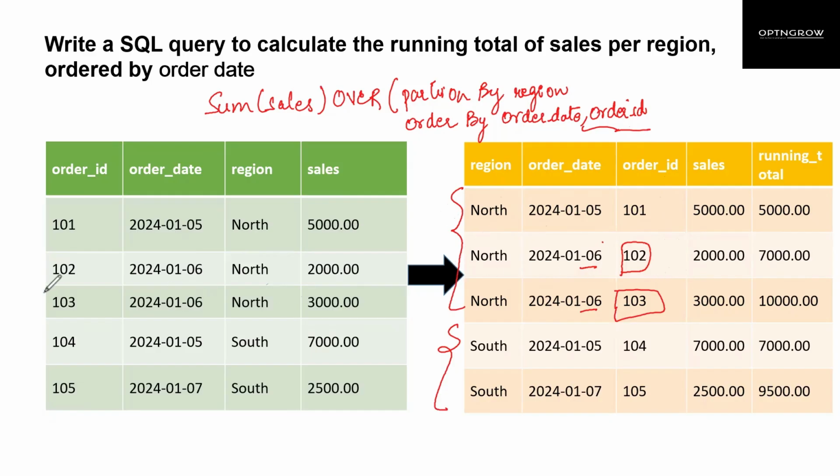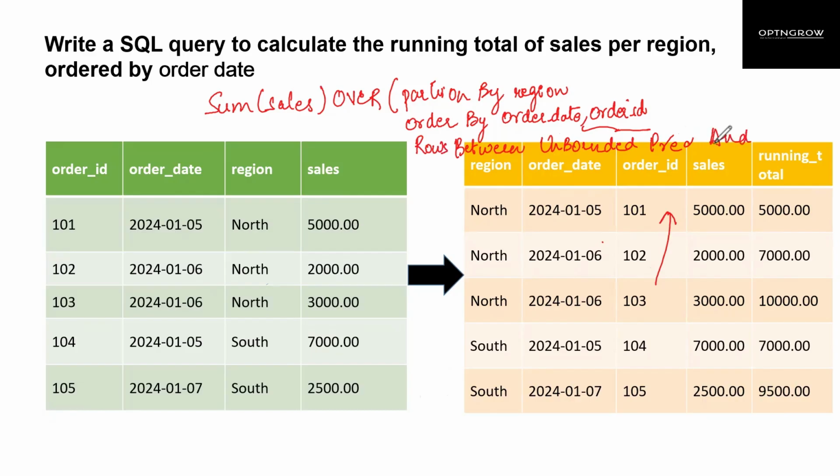Now we also define the rows that we want to sum. So we are going to make use of rows between unbounded preceding, whatever we have above, and current row. It means the current row and whatever rows we have prior to the current row in the same region. All right, I hope I'm clear with what running total is and how we are going to write the query.